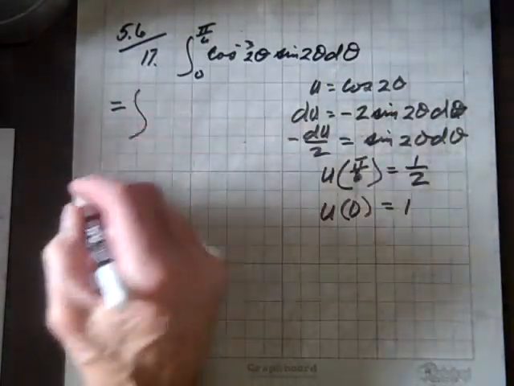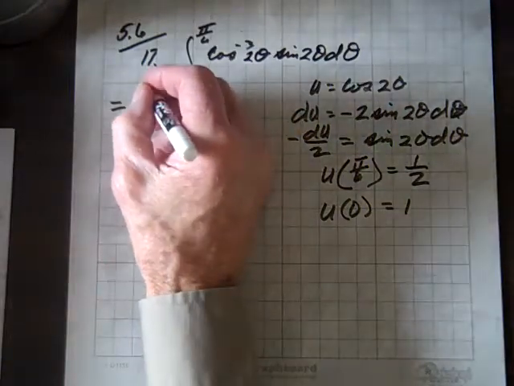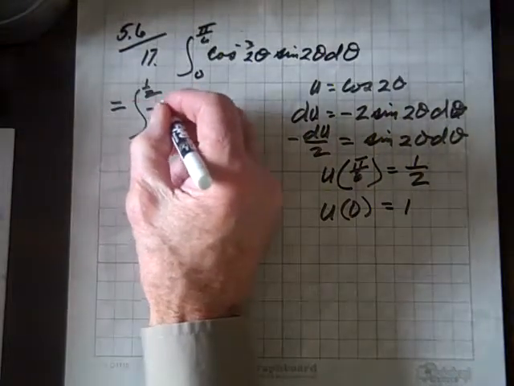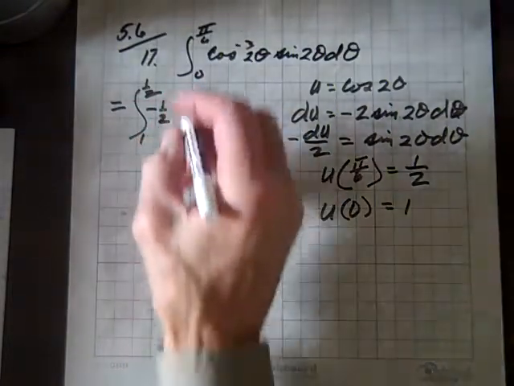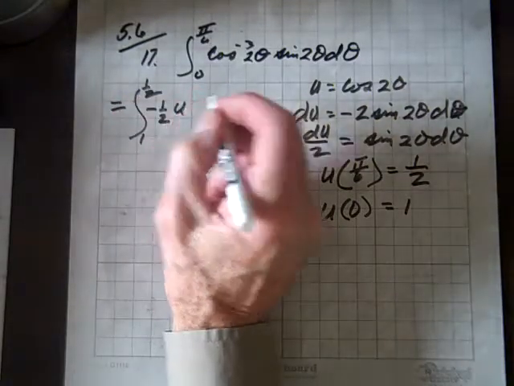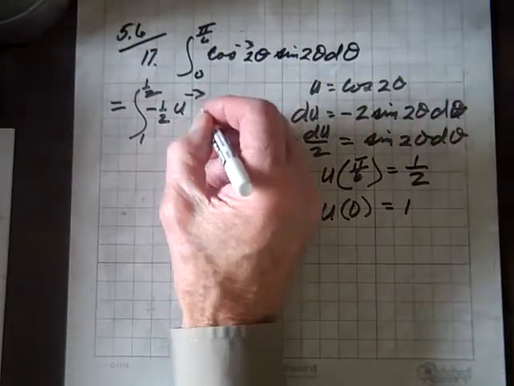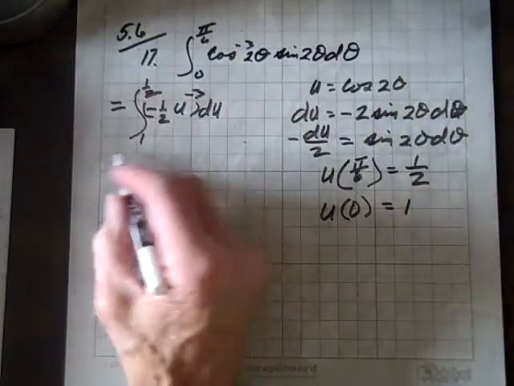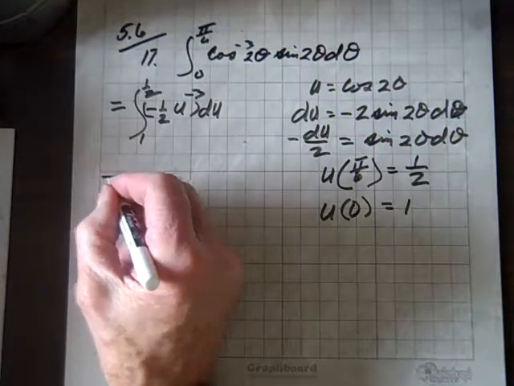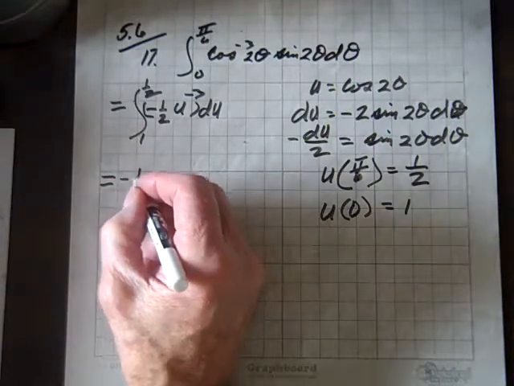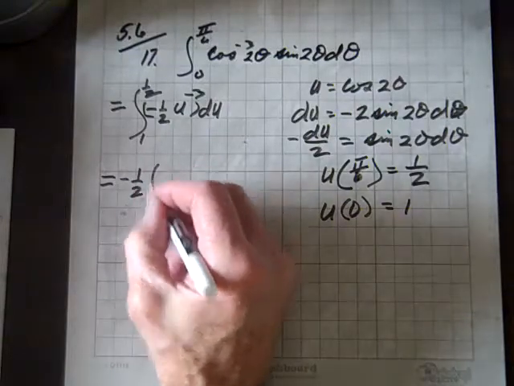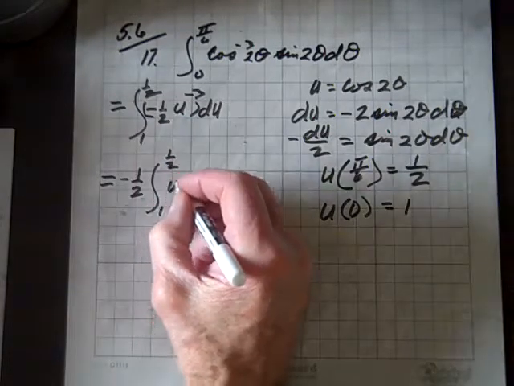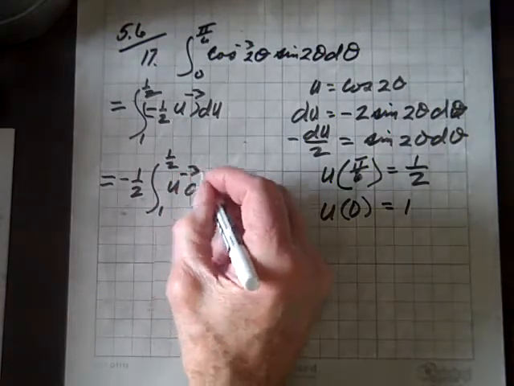The integral from 1 to 1/2 of negative 1/2 u to the negative 3 du. And I can put that negative out front, and that equals negative 1/2 out front, the integral from 1 to 1/2 of u to the negative 3 du.